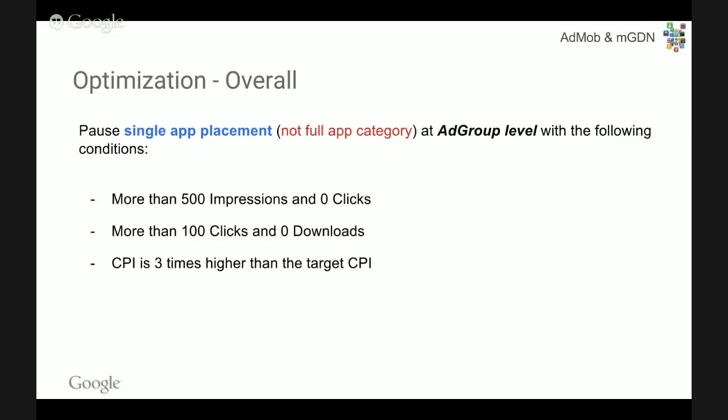Never exclude at campaign level, because maybe this placement doesn't work on this specific ad group, but maybe this placement is working well in another campaign. So pause at group level. If they have more than 100 clicks and 0 downloads, pause this placement also. And if the CPI is 3 times higher than the target CPI, once again, pause this placement.